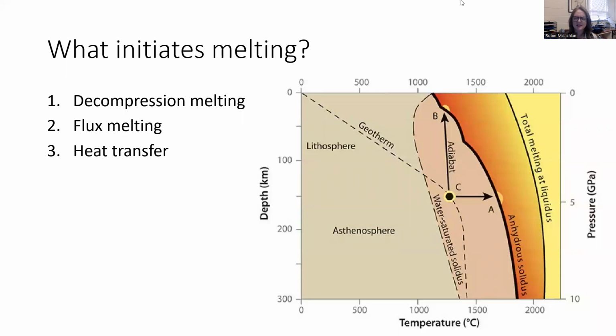So you might have been thinking to yourself, what initiates melting? I keep saying if you have a rock and you increase the temperature, you'll get this, but why does the temperature increase, right? There are three reasons that a rock could melt. One of them is temperature increase, but rock can melt other ways as well. So we're going to talk about decompression melting, flux melting, and heat transfer.